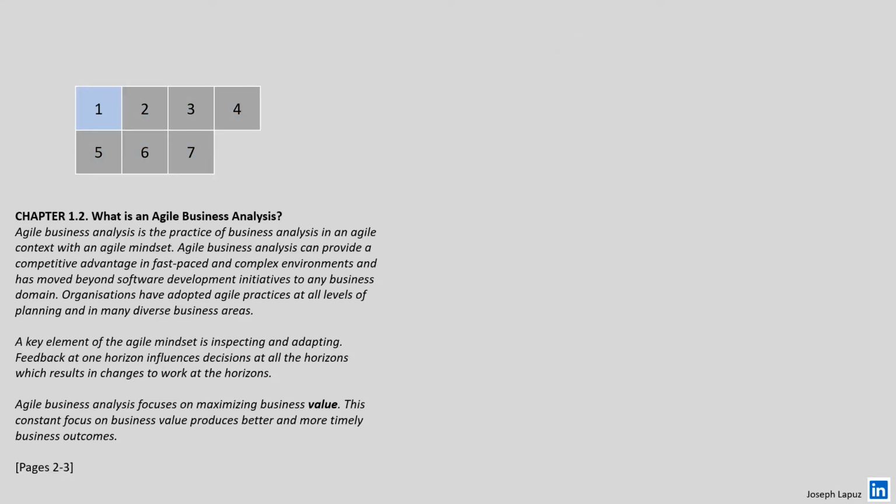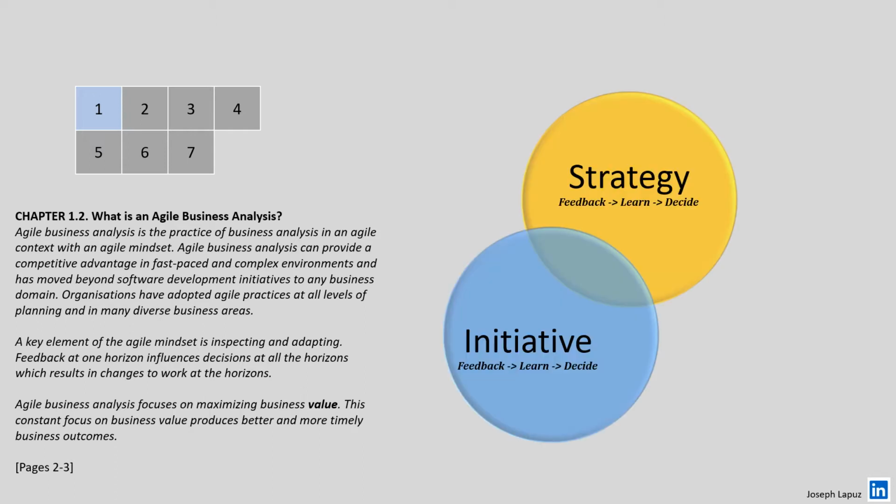Chapter 1.2 What is agile business analysis? Agile business analysis is the practice of business analysis in an agile context, with an agile mindset. Agile business analysis can provide a competitive advantage in fast-paced and complex environments and has moved beyond software development initiatives to any business domain. Organizations have adopted agile practices at all levels of planning and in many diverse business areas.